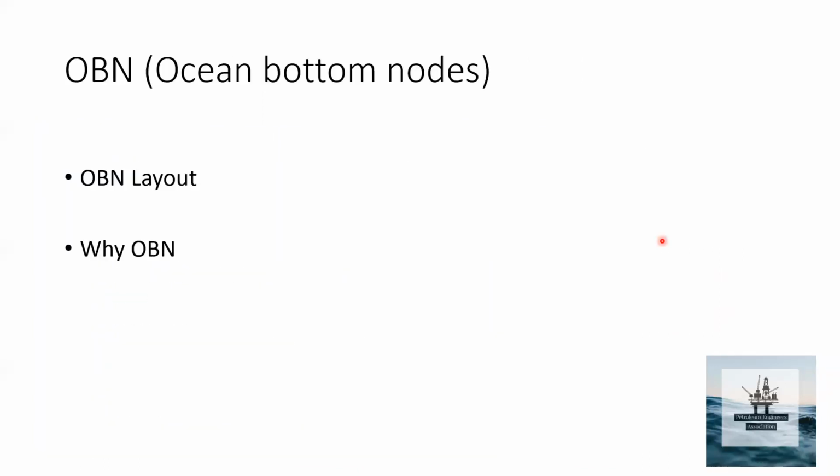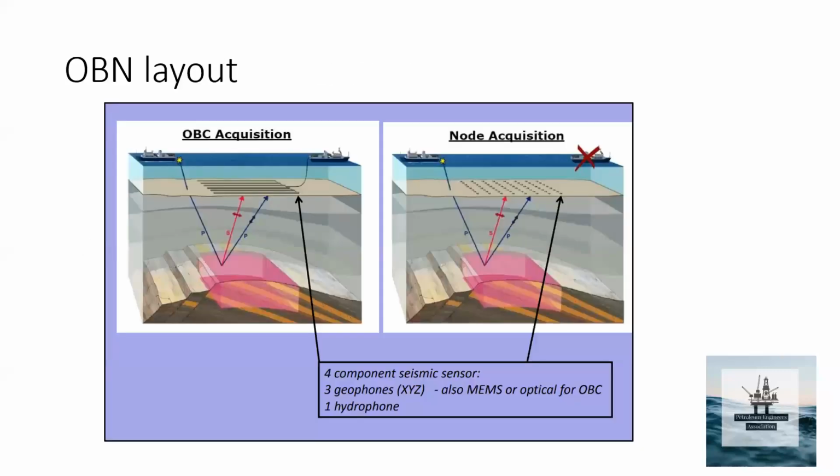Well, now I would like to mention the OBN, the ocean bottom nodes. We will talk about the OBN layout and why we are using OBN. The OBN is a new acquisition technology and technique. It's quite similar to the OBC. It is using 4 components as well: 3 geophones and 1 hydrophone. The one on the left is the OBC and the one on the right is the OBN.